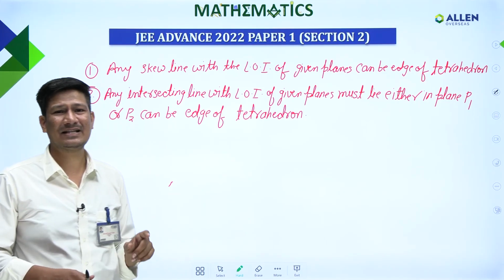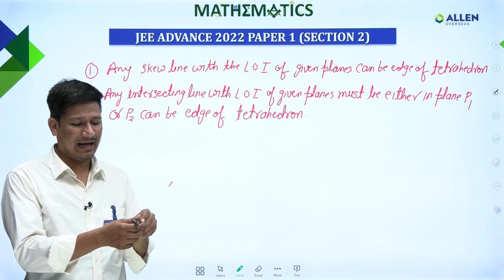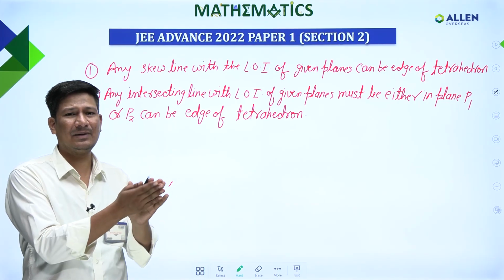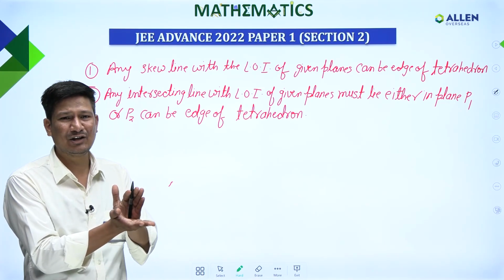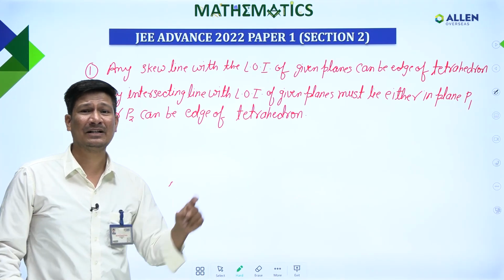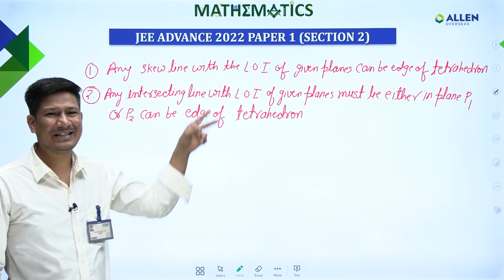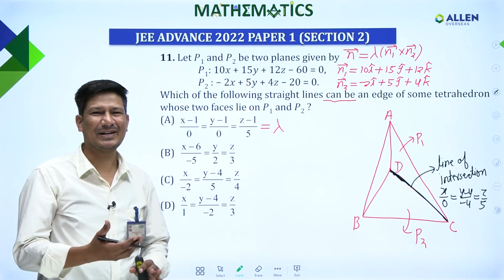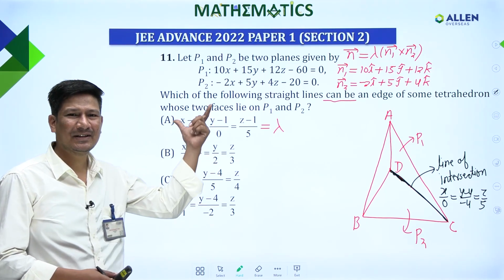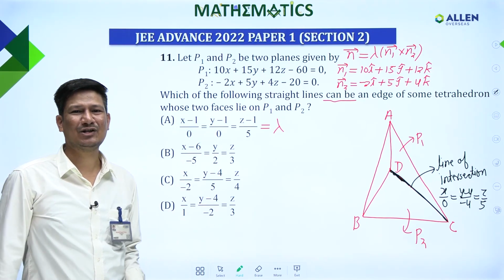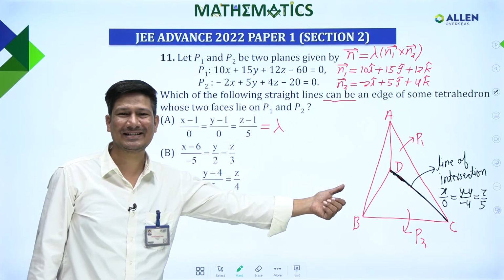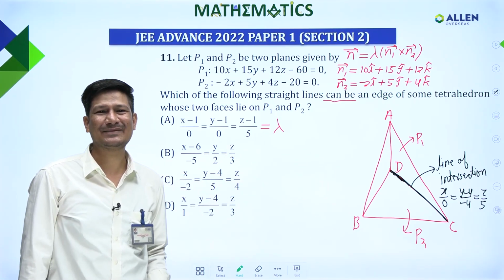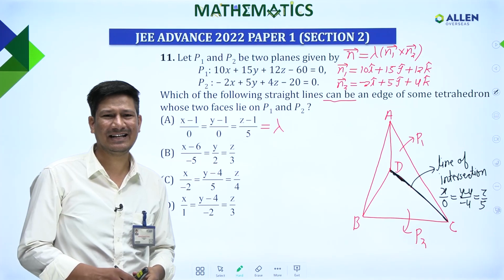Guys, any line which is intersecting the line of intersection and either lies in the plane P1 or in the plane P2, that is intersecting the line of intersection, it can be the edge of the tetrahedron. So depending upon these two possibilities, we have to check the options one by one. Now we have to check which of the lines present in the options is skew with the given line of intersection. How to check whether the two lines will be skew? Hope everybody is clear with this concept, guys.